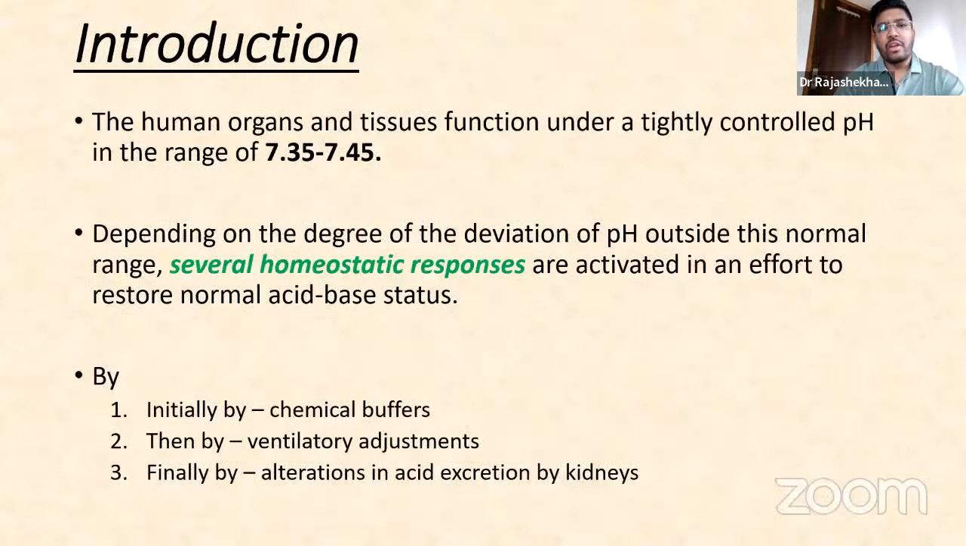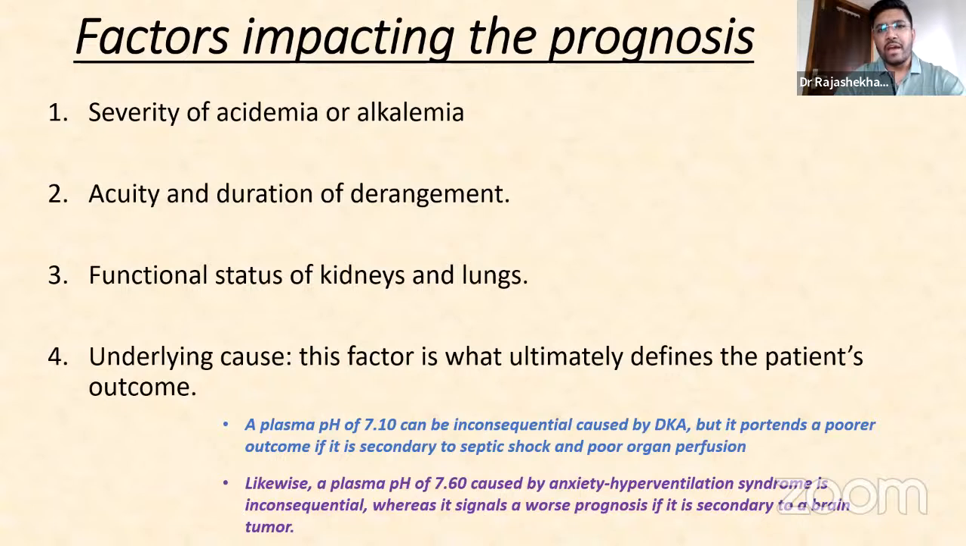So in any patient with any disorder of acid-base balance, there are many factors which impact the prognosis. All patients and all diagnoses are not the same. It depends on the severity: if there is more severity, then the harm is definitely more. And the acuity and duration of the derangement matter, like something happening acutely can be more dangerous than a chronic thing which has been going on for years. And the functional status of the kidneys and lungs.